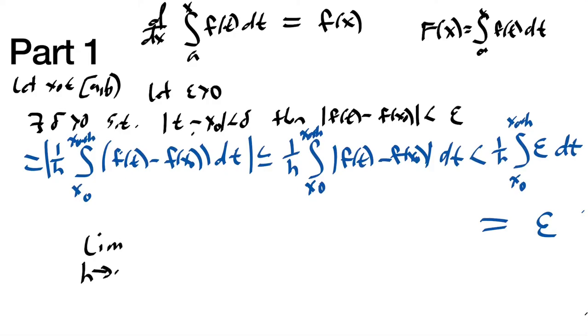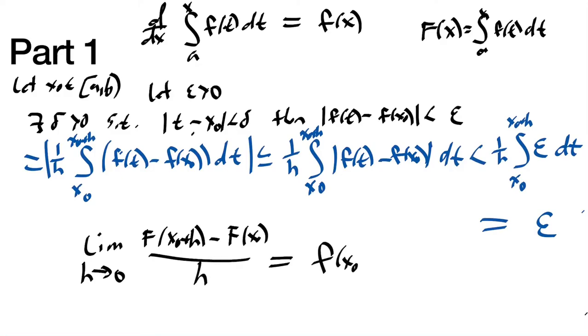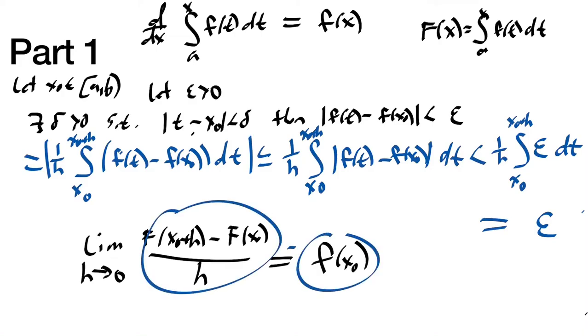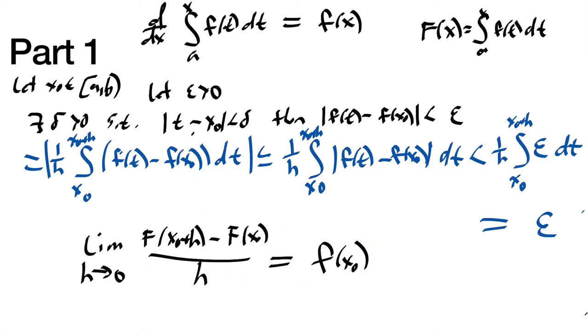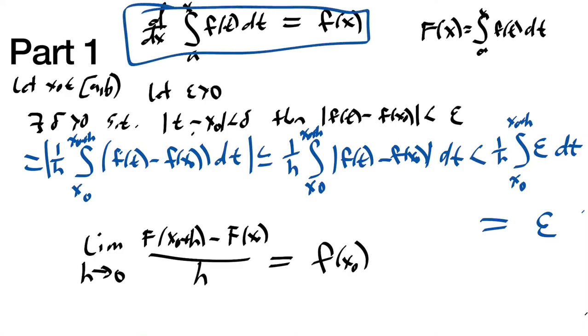Okay, well, that's fantastic. So now what we've shown is what we wanted, and that is that the limit as h approaches 0 of f of x naught plus h minus f of x naught all over h equals little f of x naught. Because what did we do? We took this minus this, and we showed that it's less than epsilon. Okay, so there we go. Well, that's part one. So part one says that if you take the derivative of the integral, you just get out the original function itself.